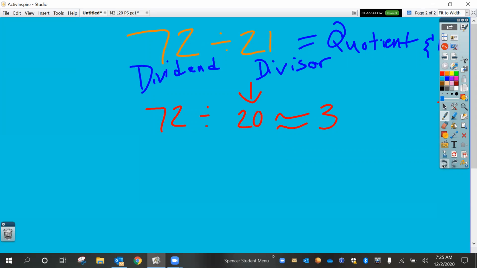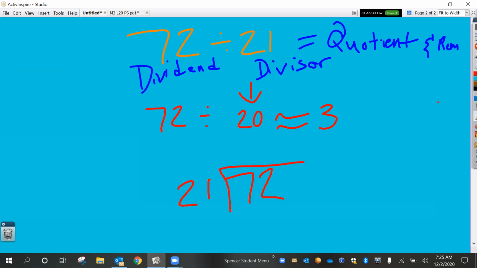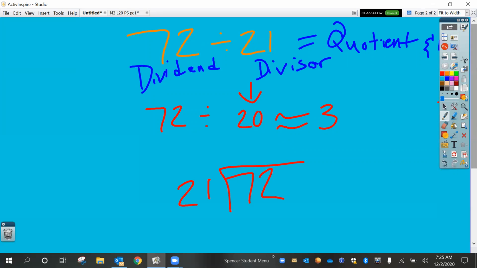Perfect. So that's what we're going to start with in our long division, our standard algorithm. Let's put the dividend inside the den and put the actual divisor, not the estimated divisor, on the outside. We said 3 was our estimate. Let's start with 3, because 4 groups of 20 gives us 80, and we know that's too much.